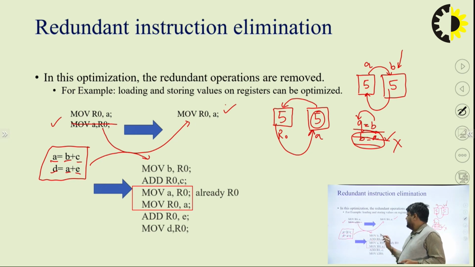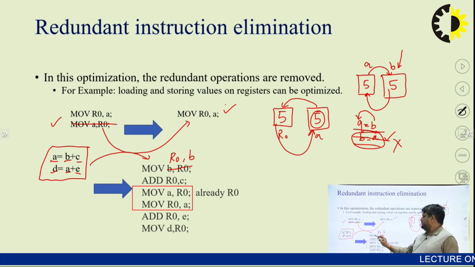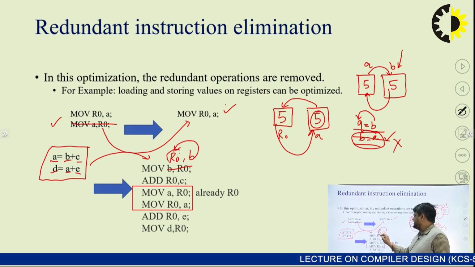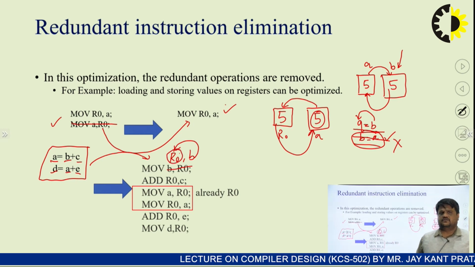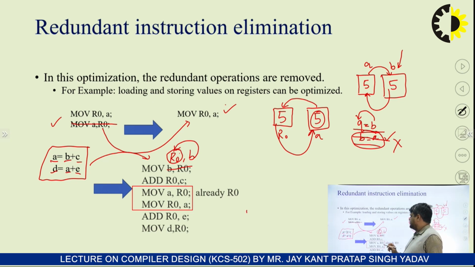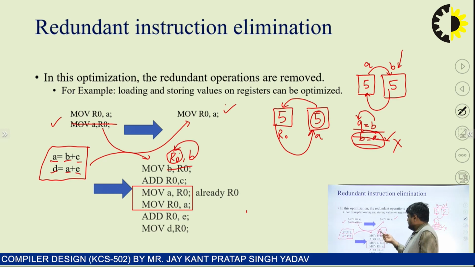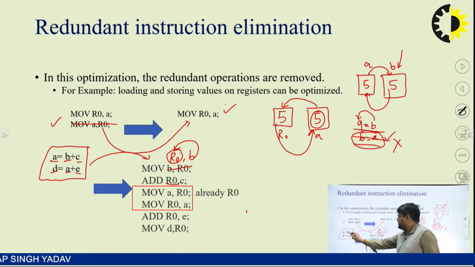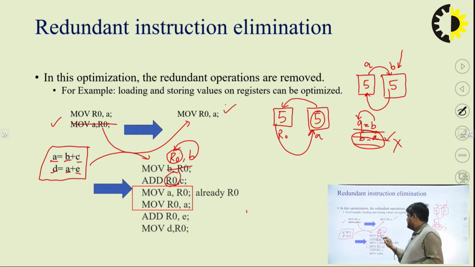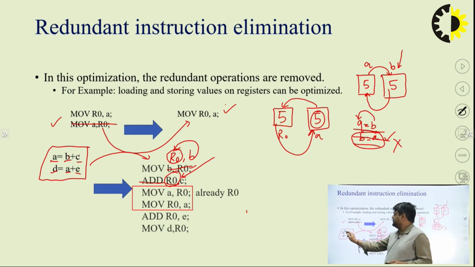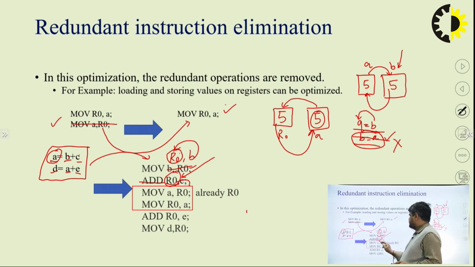So firstly, you have to move the value of B into R naught. Okay, this is a correction. So move B into R naught. Basically, this is a target register that will hold the value of the answer, right? After that, you have to perform the addition of B with C. So where is the value of B? It is in R naught, right? So you have to perform add R naught plus C, and the target value is now stored in R naught. Once again, you have to transfer this value to A. So move R naught into A, right?